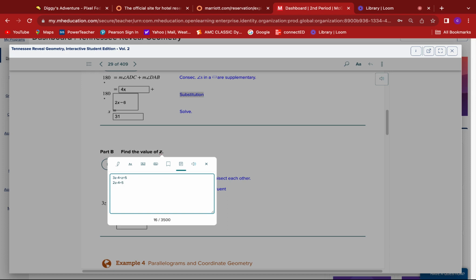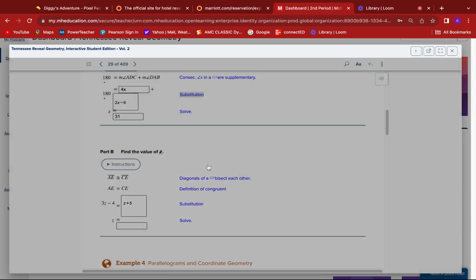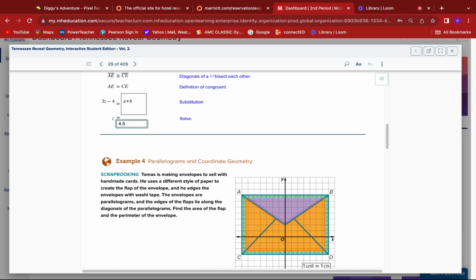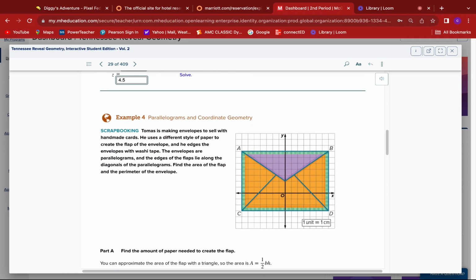The opposite of subtracting 4 is to add 4. So add 4 here to cancel it out. Add 4 on the other side. So 2z equals 9. Ooh, I'm going to get a decimal. Divide by 2, because the opposite of multiplying by 2 is divide by 2. It looks like we're going to get 4.5 or however much your teacher wants you to do it. All right, so 4.5 is our z. Oh, okay, done with example number 3.